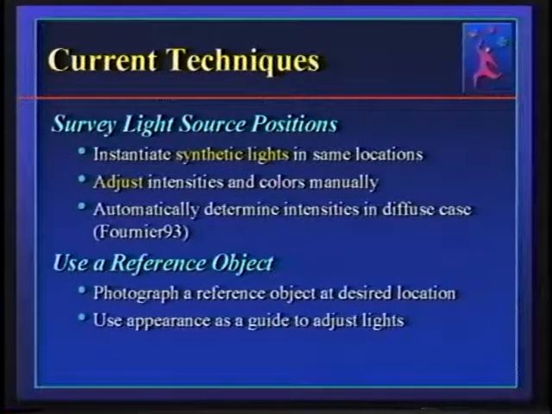One of the current techniques is to survey the light source positions of the actual set where you're going to try to place your synthetic objects. Then in your computer-generated world, you place synthetic lights in hopefully the same positions, and adjust their intensities and colors manually, possibly adding other lights as well, to get a consistent look for your synthetic objects in the scene. There's actually some work, [4893], that showed if you just know where the lights are and you assume the scene is diffuse and you have a model of it, you can calculate the intensities of the light sources automatically.